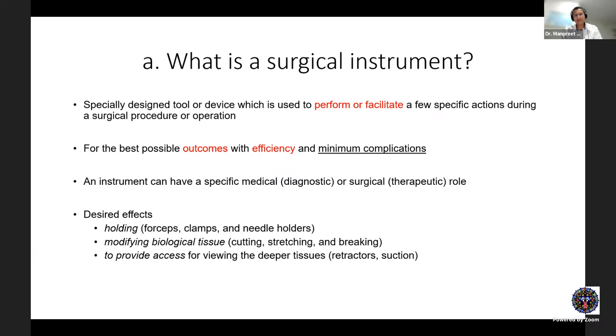A specific medical, diagnostic, or surgical role. And the desired effects which we need from our instruments are holding, which is done by forceps, clamps, or needle holders; or modifying the biological tissues, like cutting, stretching, or breaking; and providing access for viewing the deeper tissues, which is done by retractors, or sometimes we use suction for a better view of the deeper tissues.